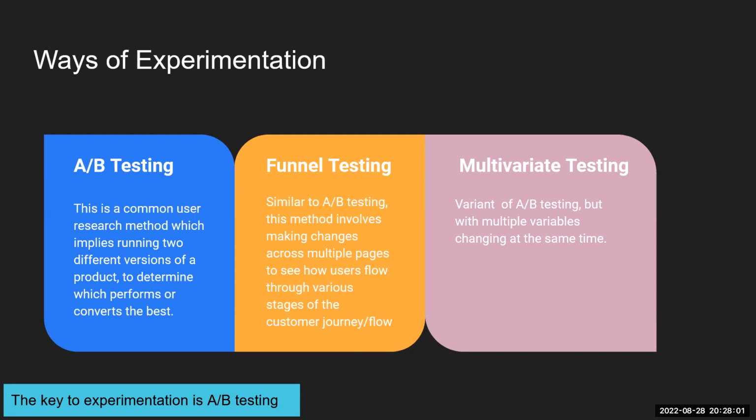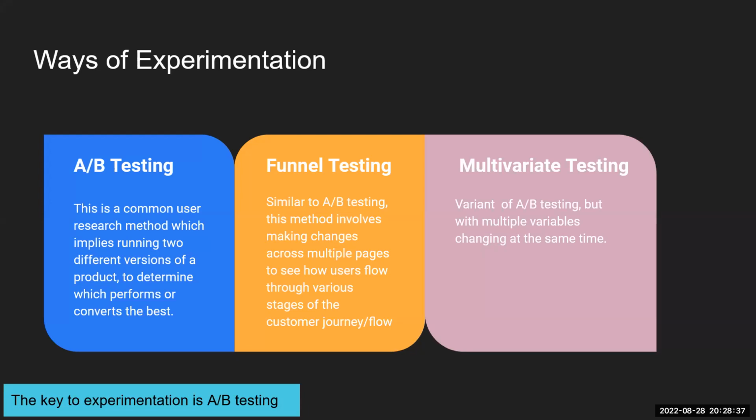In all essence, it's a common user research method, using UX to be specific, running two different versions of the product to determine which performs or converts the best. So for A/B testing, the major focus is conversion. Conversion means the percentage of people that are able to take the core action that the UI, or the UX, was designed for. That's what we mean by A/B testing.